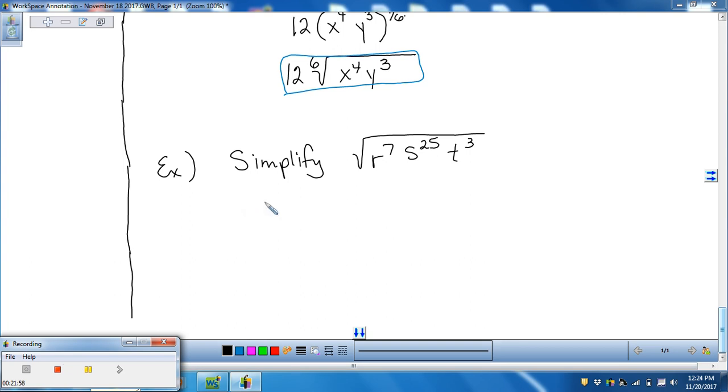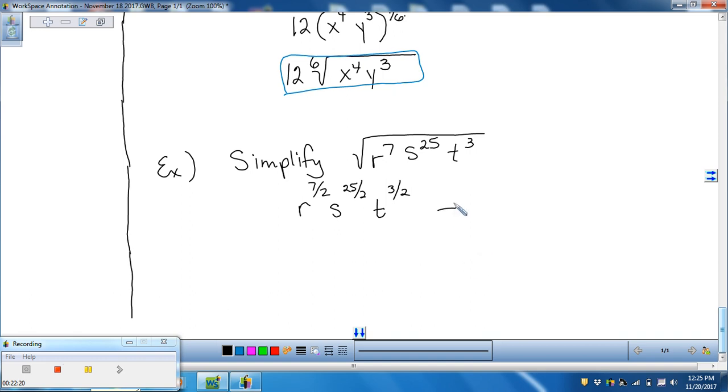Last example, sorry for the pause, I forgot to pause it. We want to simplify the square root of r to the 7th, s to the 25th, t to the 3rd power. First thing we're going to do is rewrite this as a rational exponent. So this would be r to the 7 over 2. Remember that this is a square root, so there would be an index of 2 right here, which is my denominator. So r to the 7 over 2, s to the 25 over 2, t to the 3 over 2.